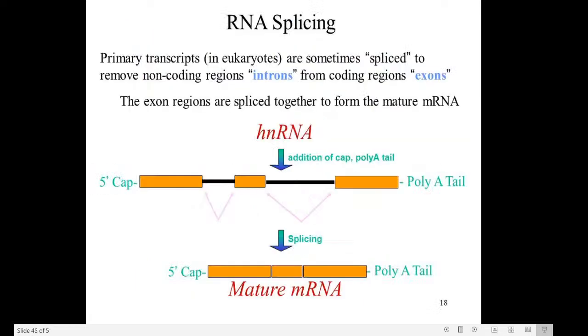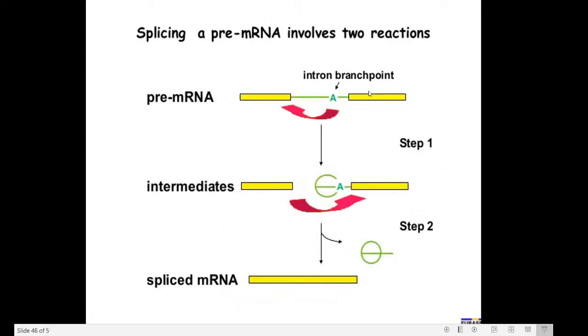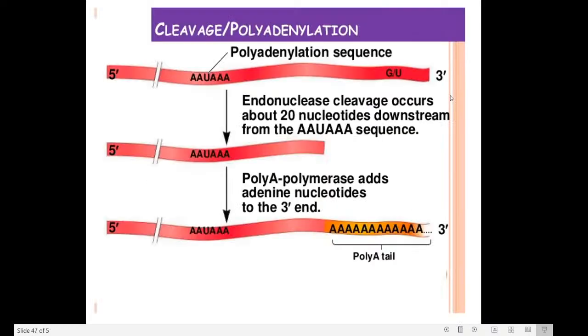Next is RNA splicing. In RNA splicing we have a similar process: the extra non-coding regions are removed and the rest is spliced, and mature RNA is produced. That non-coding regions are removed is the splicing process. This is the spliced RNA.